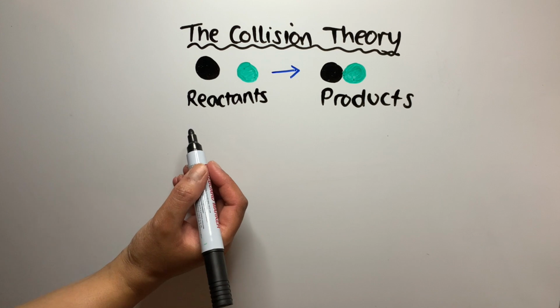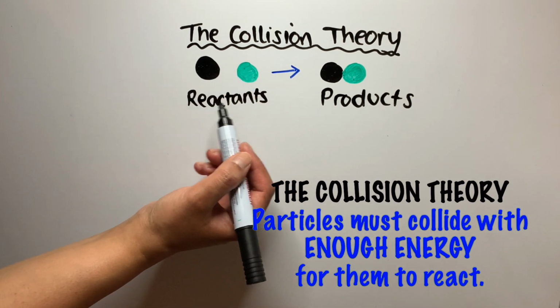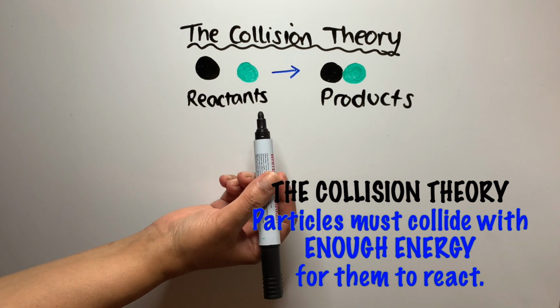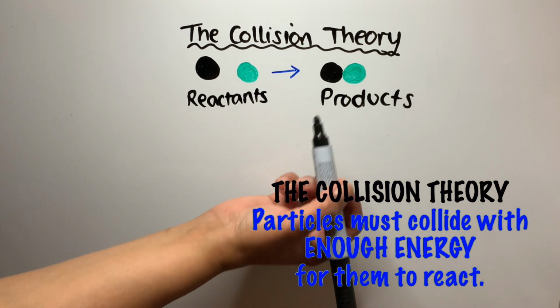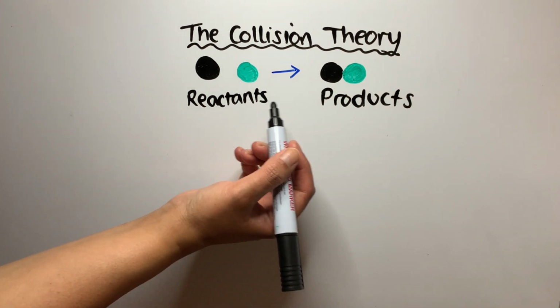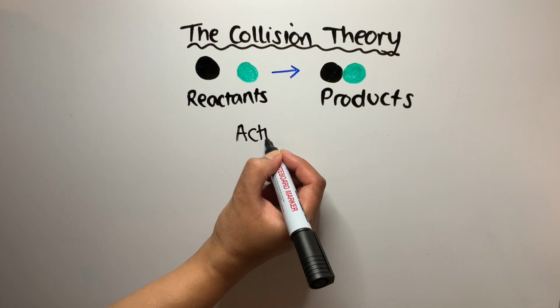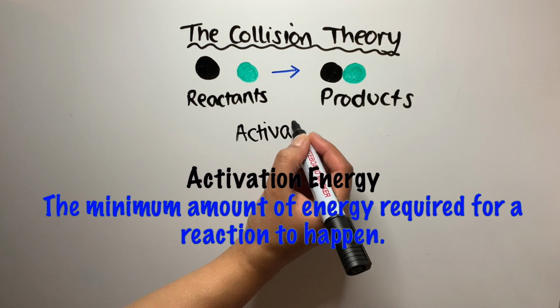So firstly, for a reaction to happen, these reactants have to come together and they have to collide with enough energy to form the products. Now, there is a minimum amount of energy that is required for this to happen, and that minimum amount of energy is called the activation energy.